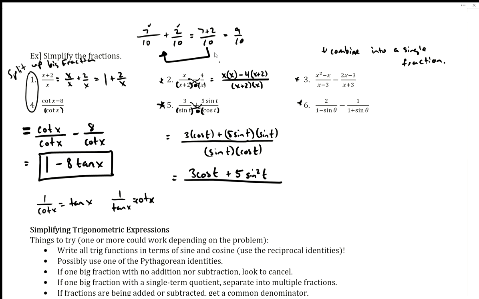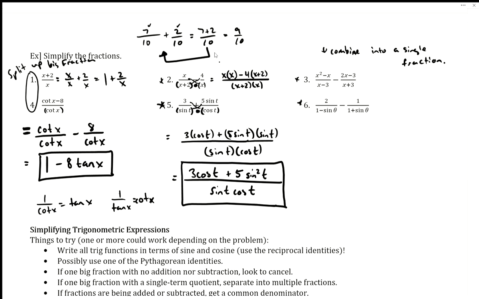The 5 is chilling, it's waiting. And then down below, sine of t times cosine of t, those don't get along, so just rewrite them as sine of t times cosine of t. There we go. There's our big old fraction rewritten. Okay, so that's one way to try to treat these problems. Again, we're about to do a lot more algebra with different things. These are to really help us with those.